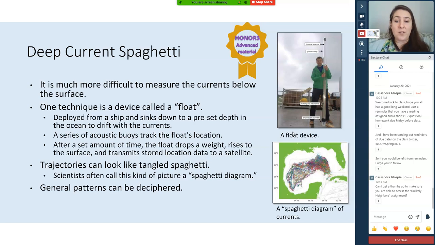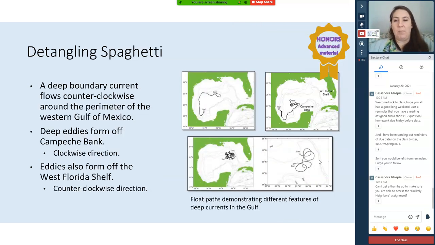And from all of this, you get trajectories of the floats that look like tangled spaghetti. If we put them all on a diagram, we get something that we call a spaghetti diagram, which is just a whole bunch of paths of different floats. And then we have to decipher general patterns from this information. And for the most part, we are able to decipher some general patterns.